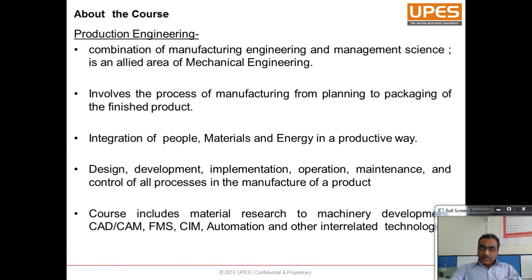Now, as an allied branch of mechanical engineering, production engineering becomes a specialization which is a combination of manufacturing engineering and management science. It involves the process of manufacturing from planning to packaging of the finished product. Rather, production, you can say, is the conversion of the raw material into a finished product.